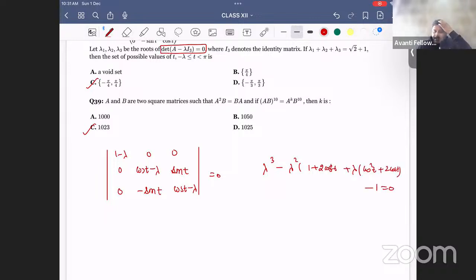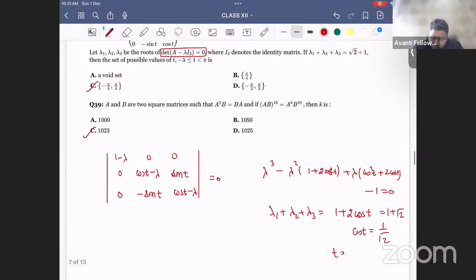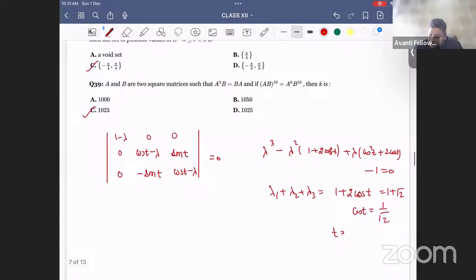Now its roots are lambda 1, lambda 2, lambda 3. So lambda 1 plus lambda 2 plus lambda 3 is going to be what? 1 plus 2 cos t, which they have given you as 1 plus root 2. So cos t is what? 1 by root 2. So t in the interval minus pi to pi, t is going to be what? Minus pi by 4 and pi by 4. This is the only option matching. Correct?